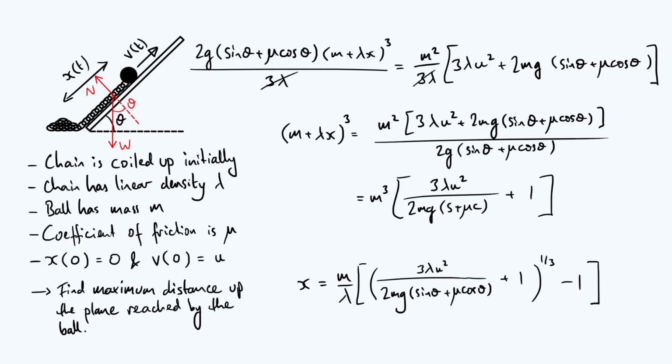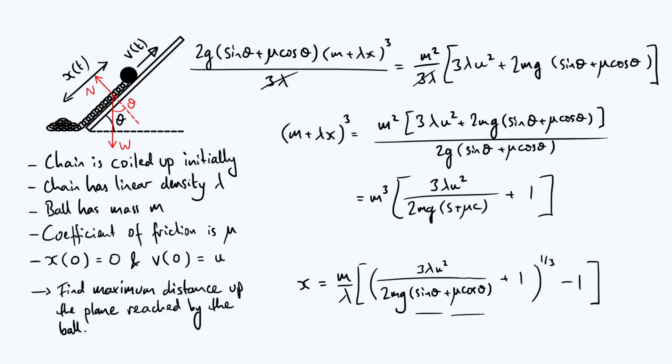So let's just finish by thinking about how this solution depends on theta. And theta appears in 2 places. You've got sine theta plus mu cos theta. Now, if you consider some limiting cases, firstly, when theta is very small, when theta is close to 0, in other words, the plane is close to being horizontal. Now, in that case, cos theta is going to be close to 1, and sine theta is going to be close to 0, and that means the mu cos theta term dominates there.